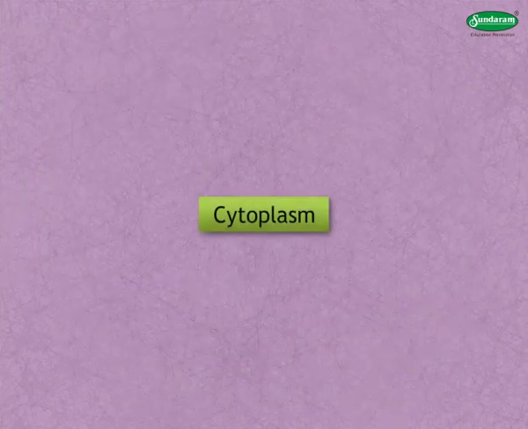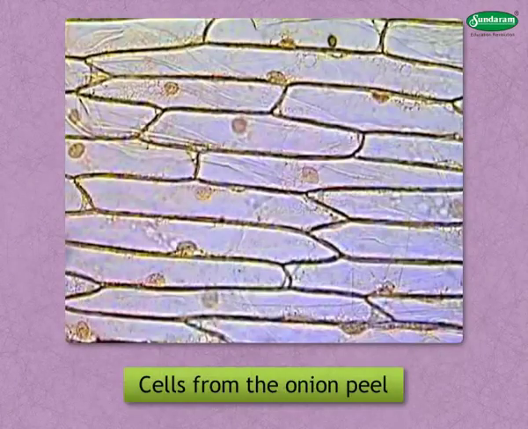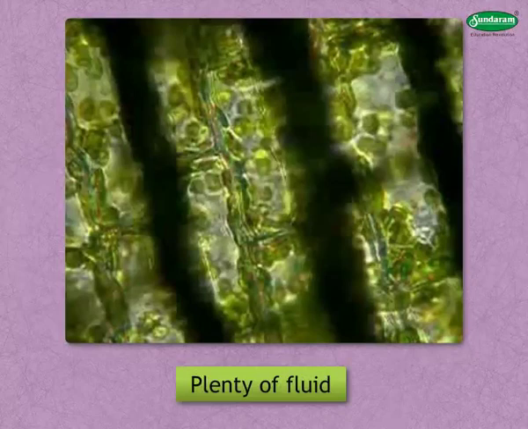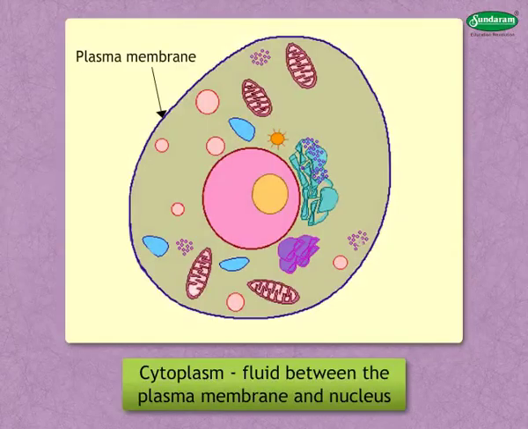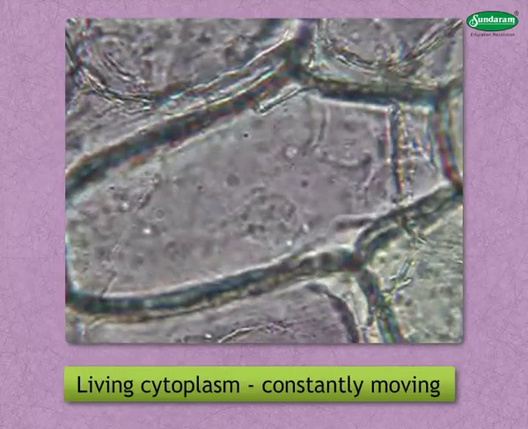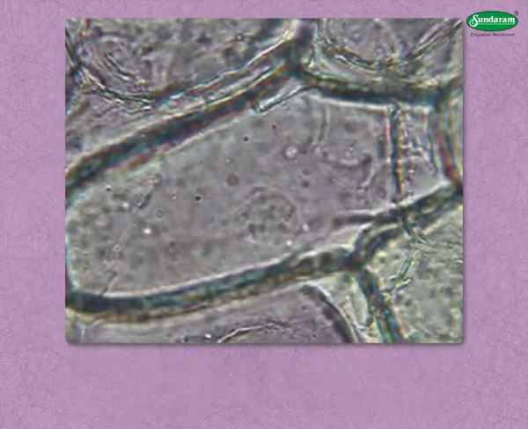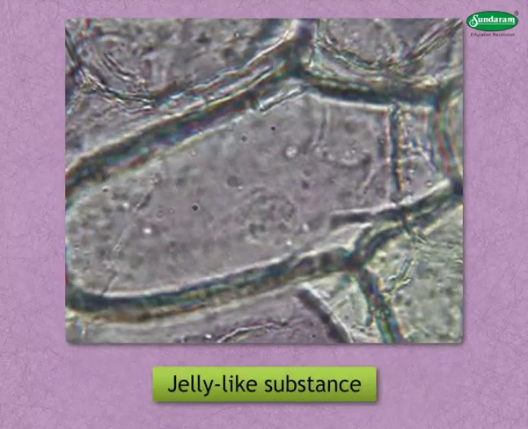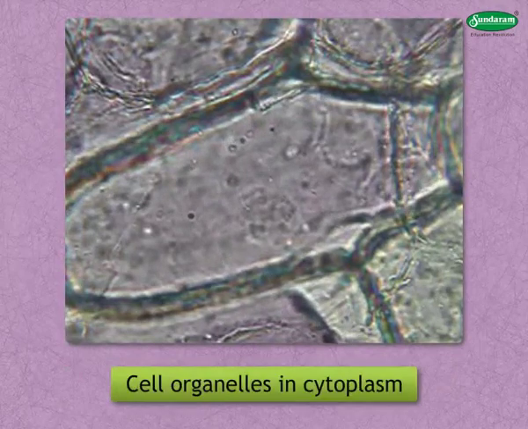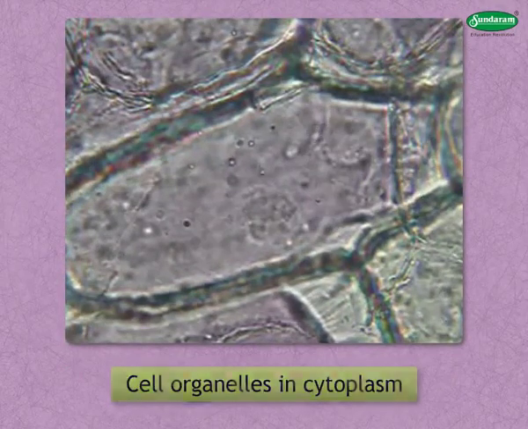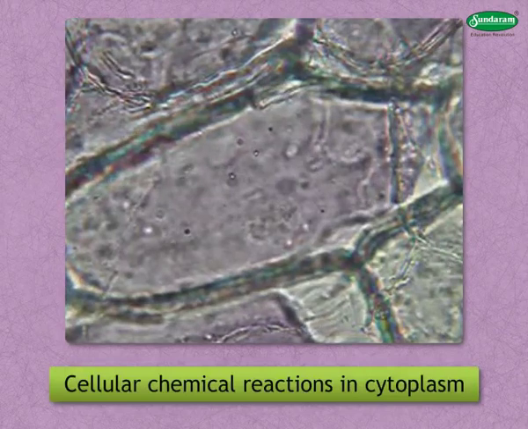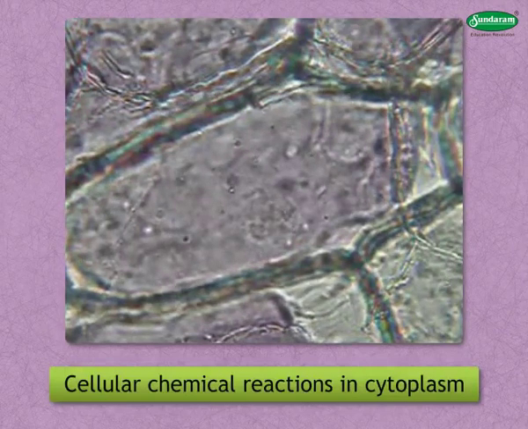Cytoplasm. When you had observed cells from the onion peel, you had seen flat cells with plenty of fluid. This fluid, which lies in between the plasma membrane and nucleus, is called cytoplasm. Living cytoplasm is constantly moving. It is a jelly-like substance. Many cell organelles lie in the cytoplasm. Cellular chemical reactions take place in the cytoplasm.